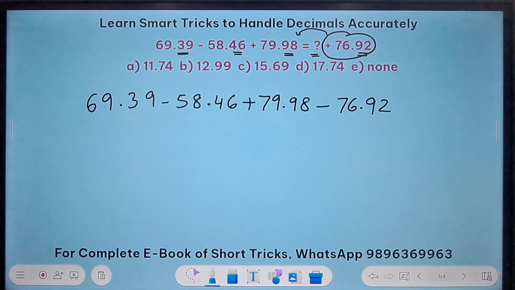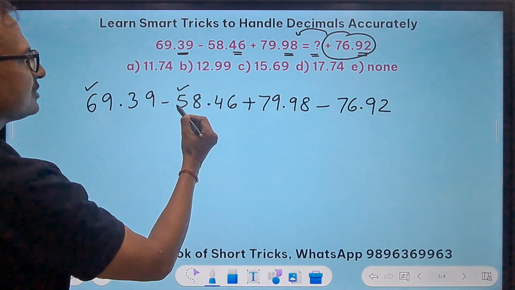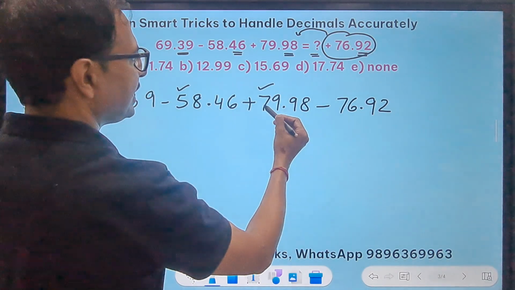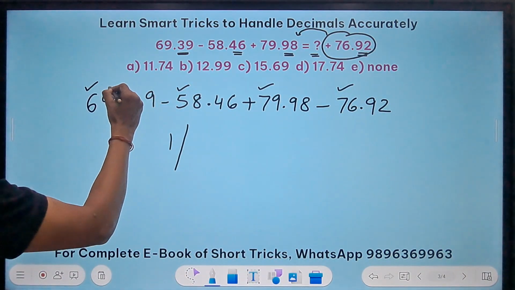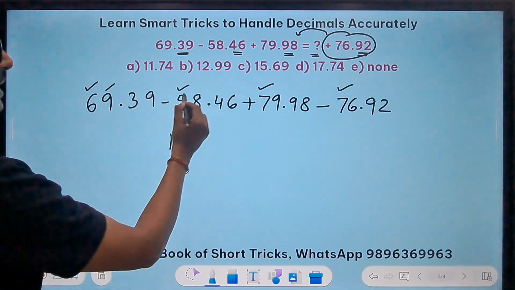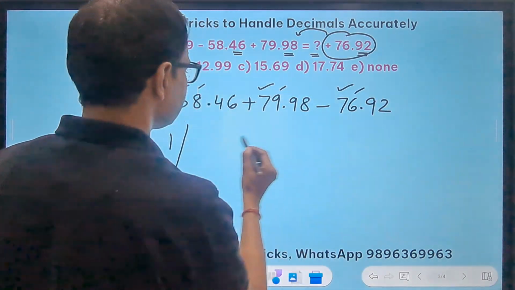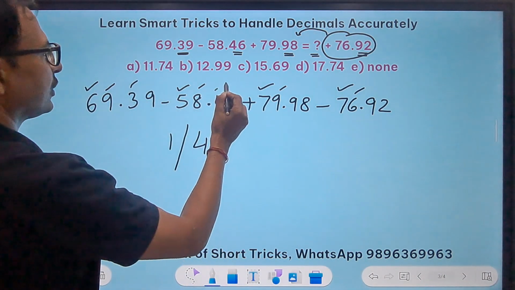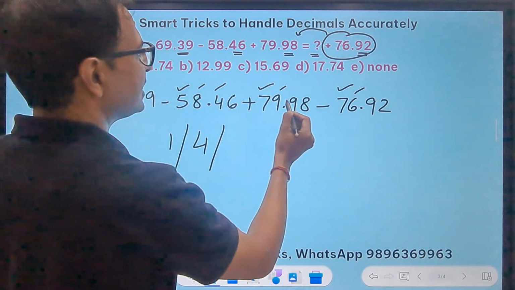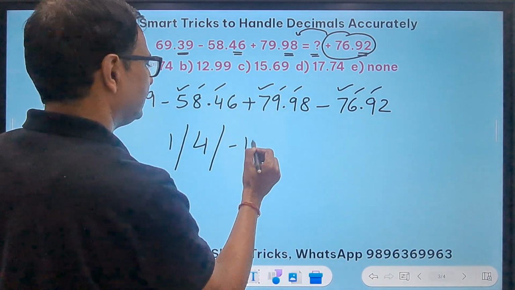So let's start with it, and I will start with the corresponding digits. 6 minus 5 is 1. 1 plus 7 is 8. 8 minus 7 is 1. 9 minus 8 is 1. 1 plus 9 is 10. 10 minus 6 is 4. 3 minus 4 is minus 1. Minus 1 plus 9 is 8. 8 minus 9 is minus 1.